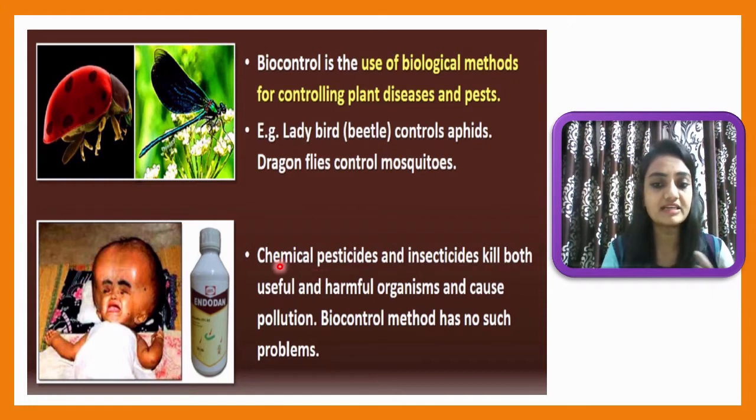Some chemical pesticides have harmful effects. A chemical pesticide, which may also be in the form of an insecticide, kills both useful and harmful organisms. It means chemical pesticides or insecticides are not target specific. They will control all organisms, whether harmful or not. So they will kill both useful as well as harmful organisms and cause pollution, even soil pollution, and they also create water pollution.